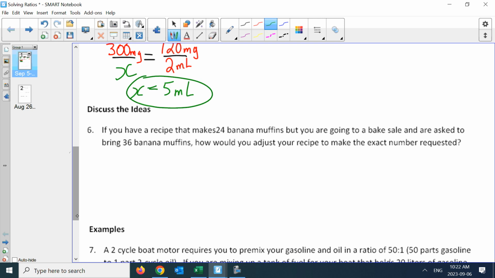You have a recipe that makes 2 dozen banana muffins. Why does it have chocolate chips? They're good. But that's rubbish. Garbage. You go to a bake sale and you're supposed to bring 36.